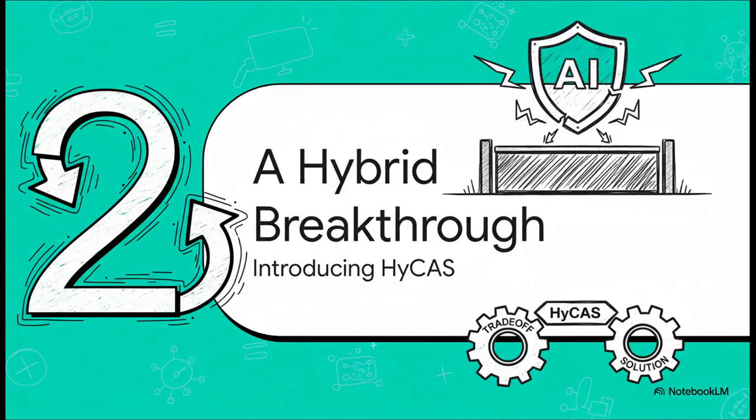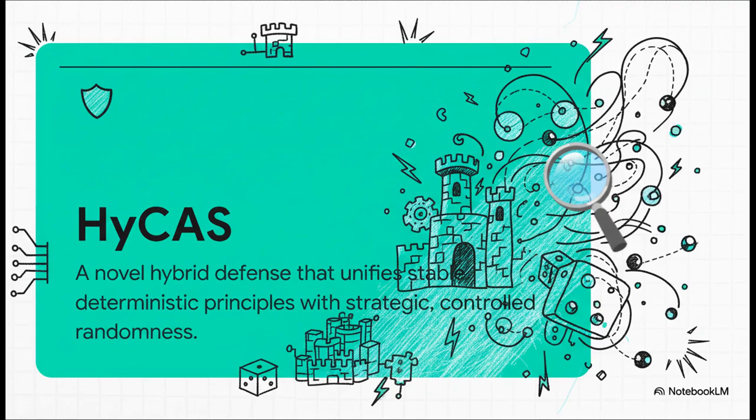But what if we didn't have to choose? What if we could have the best of both worlds? This is where a brand new breakthrough comes into the picture, a totally new approach that doesn't make you pick one or the other. It's called HiCAS. HiCAS, at its core, is a hybrid. It's a really smart idea. It takes that stable, predictable foundation from the security guard approach, and then it mixes in a dose of strategic, controlled randomness. You can think of that randomness as making the AI a constantly moving target. It becomes incredibly difficult for an attacker to land a punch, because they can't predict exactly how the AI is going to react. It's this fusion that creates a defense that is both provably safe and empirically strong in the real world.